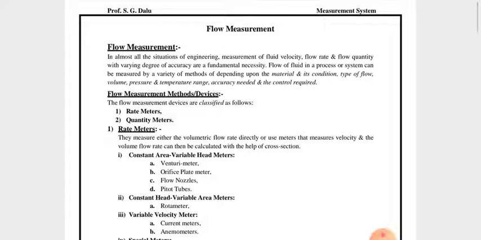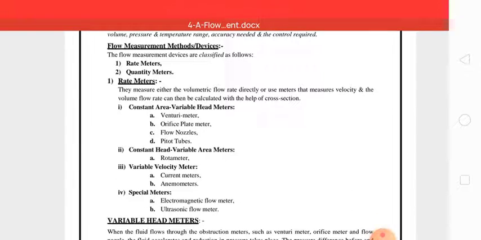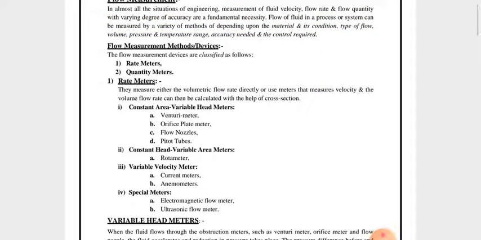Okay, so first we will go for measurement of rate meter. They measure either volumetric flow rate directly or use a meter that measures the velocity, and the volume flow rate can then be calculated with the help of cross section. So: constant area variable head meter, venturi meter, orifice plate meter, flow nozzle, pitot tube.